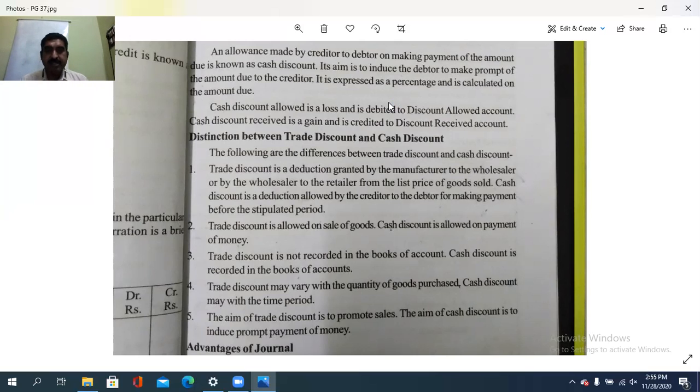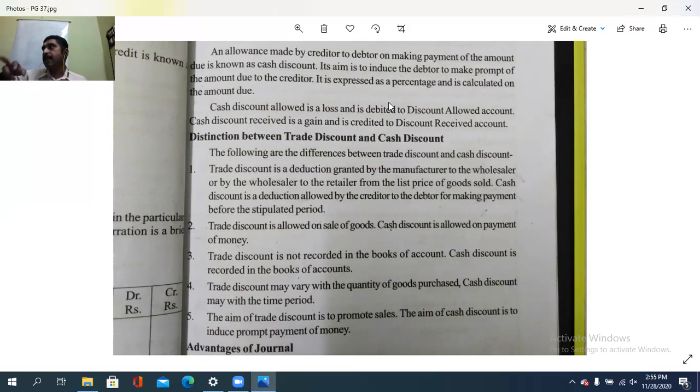Then trade discount is not recorded in the books of accounts, while cash discount is recorded in the books of accounts. And trade discount may vary with the quantity of the goods purchased, while cash discount may vary with the time period. Cash discount depends on time, while trade discount depends on how much quantity of goods is purchased, a bulk order, to take more goods.